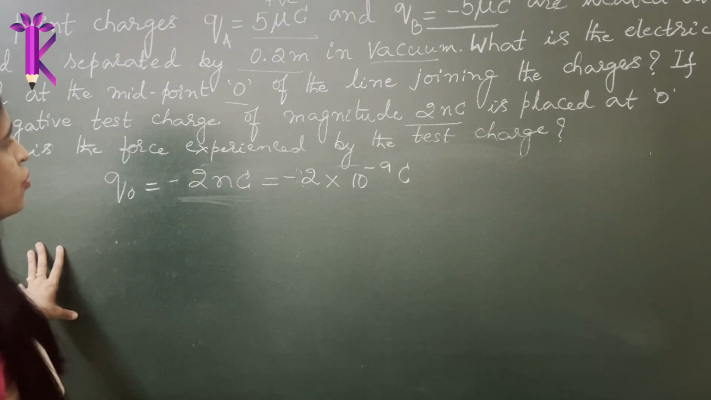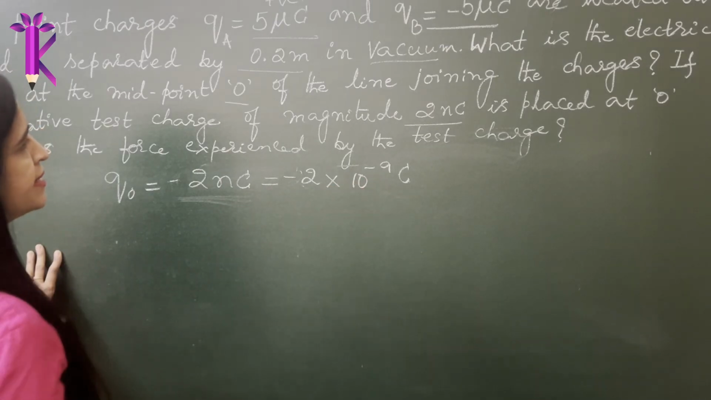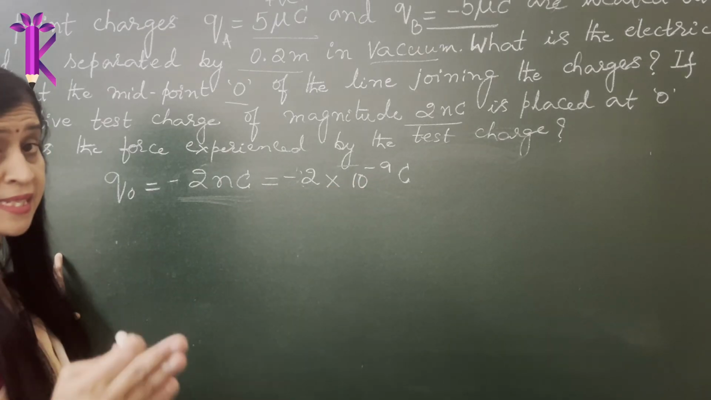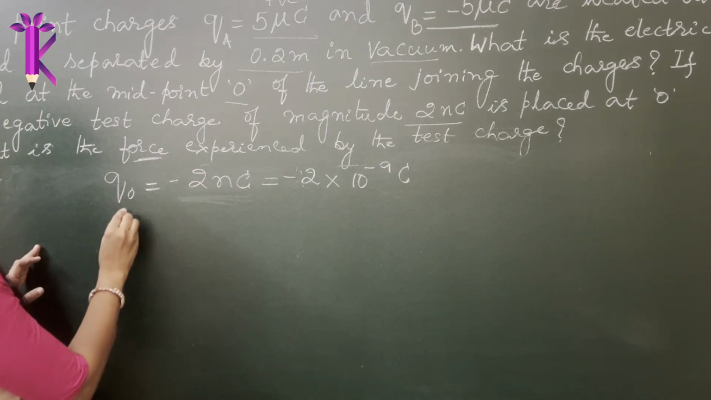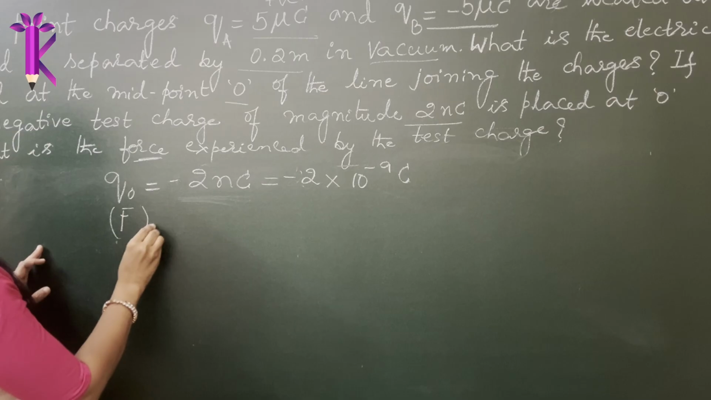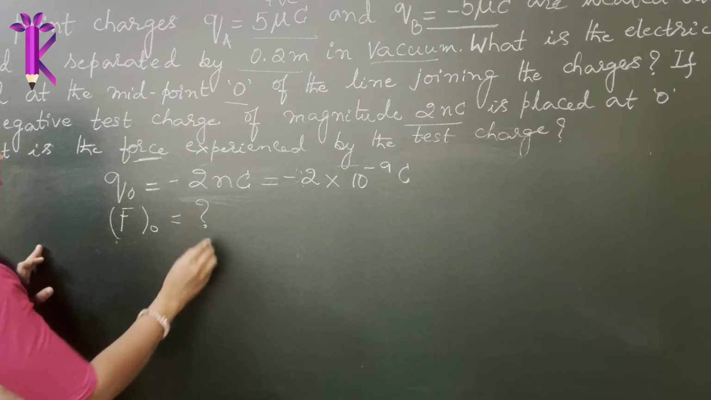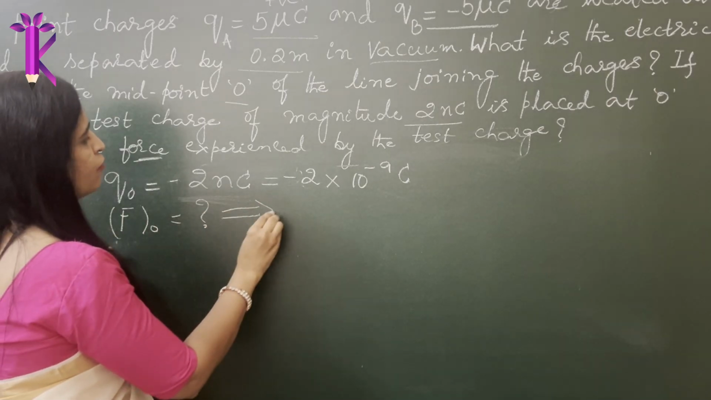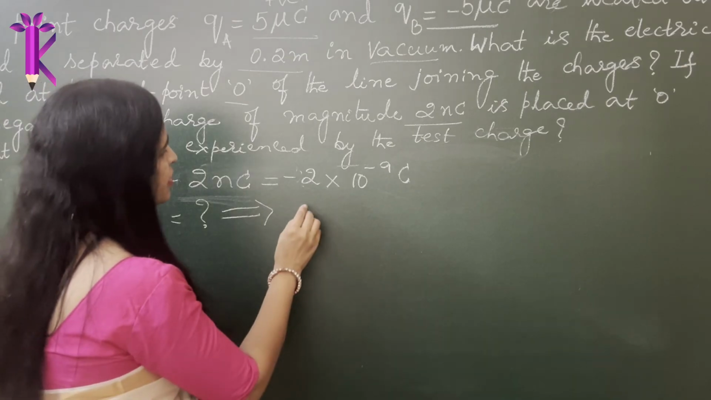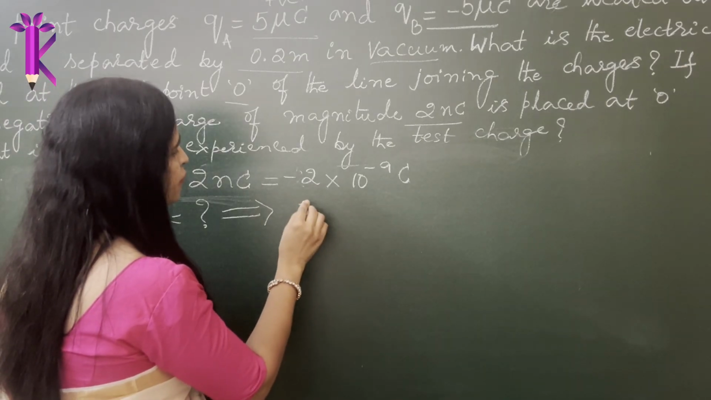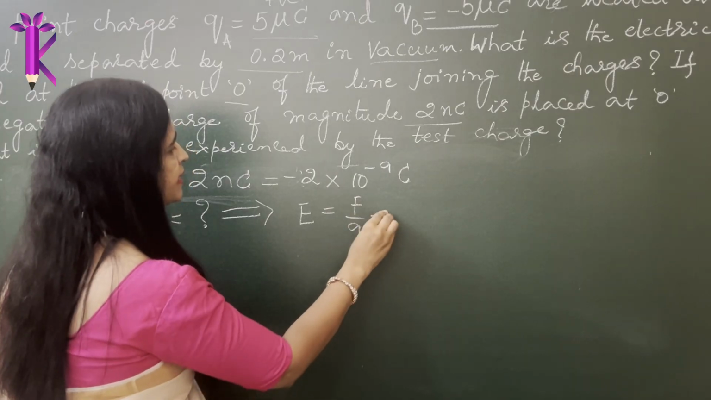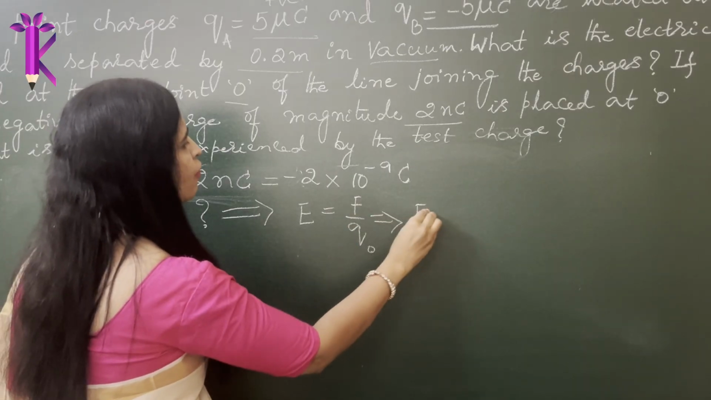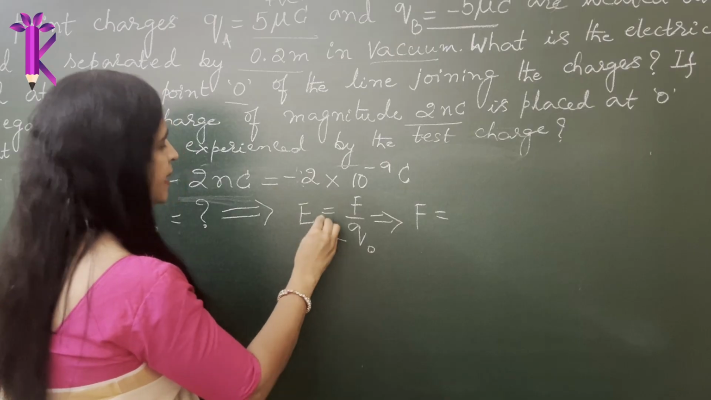So it is 2 nano, which means 10 to the power of minus 9, now placed at the same point O. So what was R? R is not required because you have been asked to calculate the force experienced by this test charge. So what is the force experienced by this test charge? We knew electric field is equal to F divided by Q naught, the force experienced by the test charge. In other words, force can be written by cross multiplying these two.